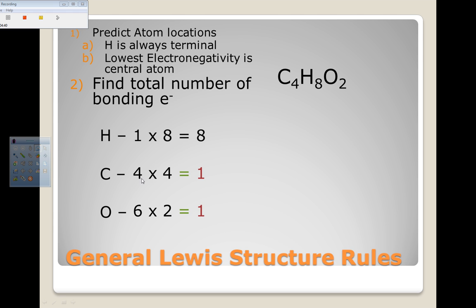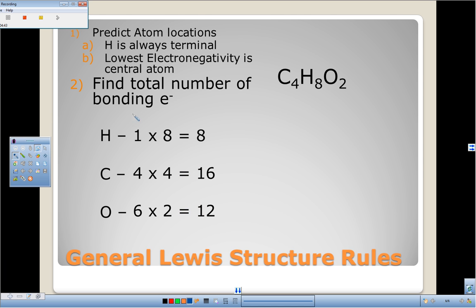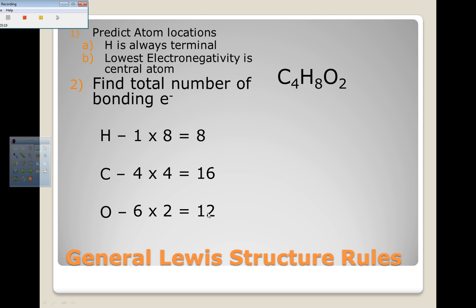Carbon has 4 valence electrons, so this is the number of valence electrons right here. This is the number of actual atoms you have. You multiply and you find out total electrons. So you have 8 from the hydrogen, 16 from the carbon, 12 from the oxygen. We're going to add those all up and find out how many total electrons we have. 36.